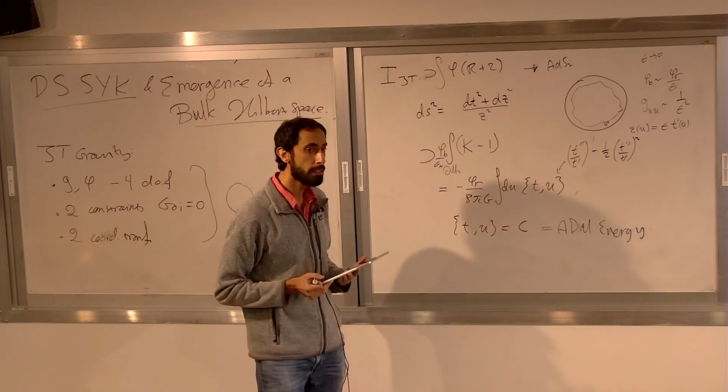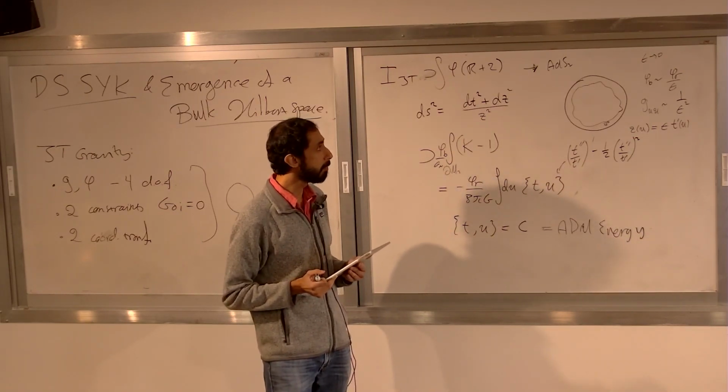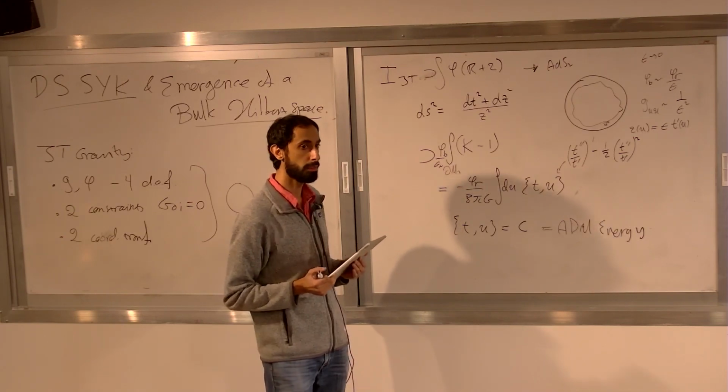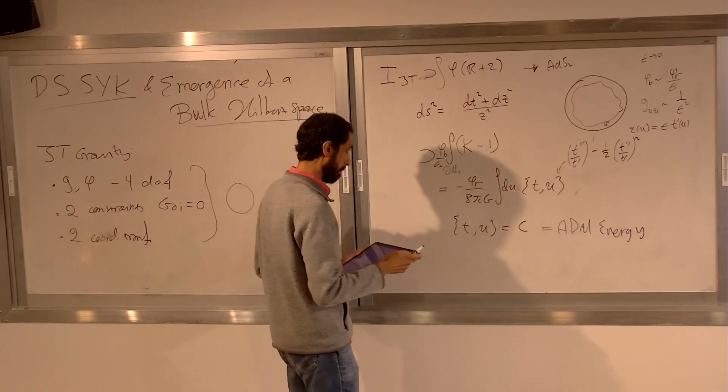Why do we expect phi to blow up at the moment? We don't expect it, we're imposing it. Okay?